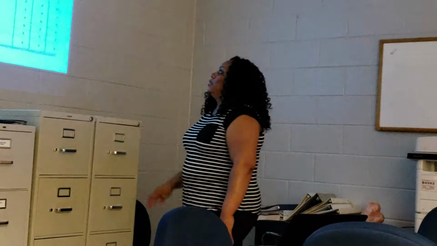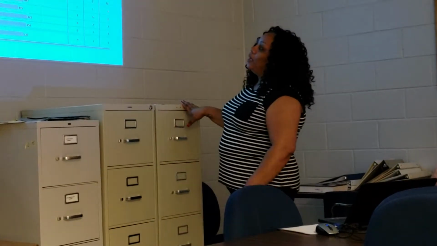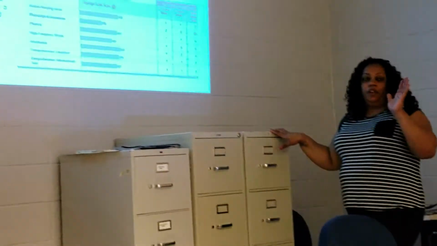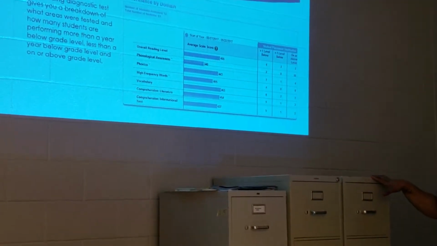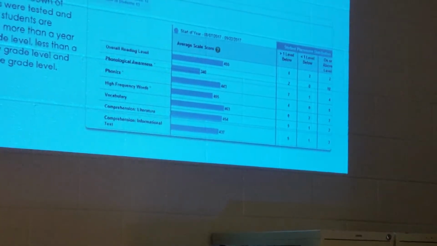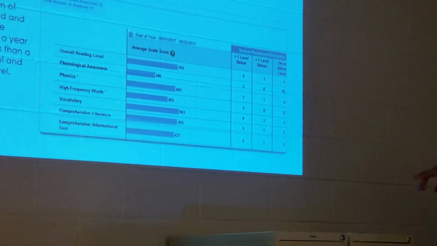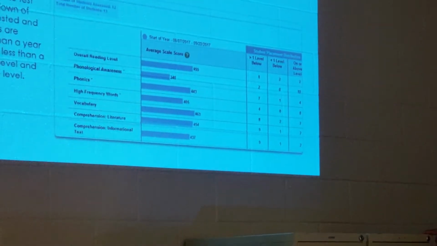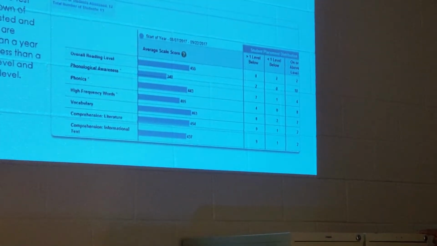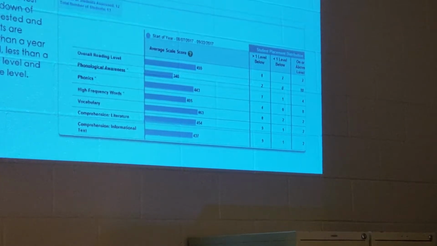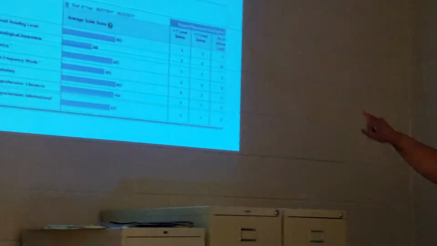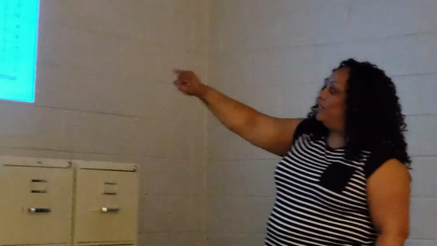The second diagnostic test is for reading, and again, it gives you the same thing: whether they're below grade level, above, or close to. For the overall rating, we had 8 that were more than 1 level below, 2 that were less than 1 level below, and 2 that were on or above grade level. And again, it gives you the breakdowns of the different subtests.